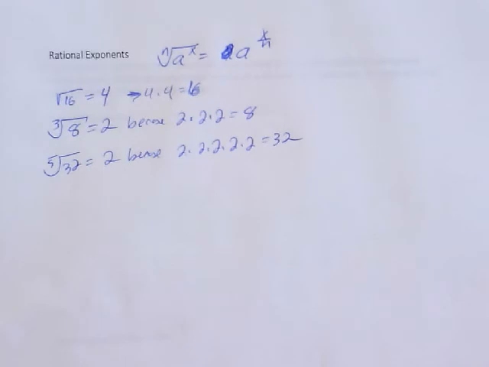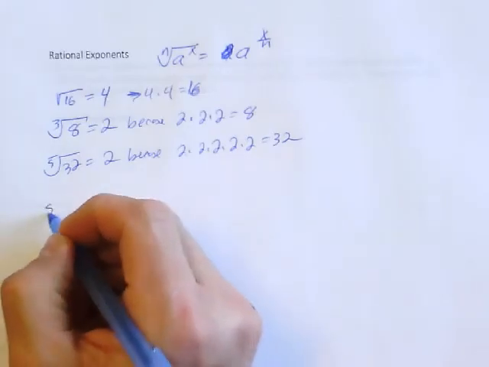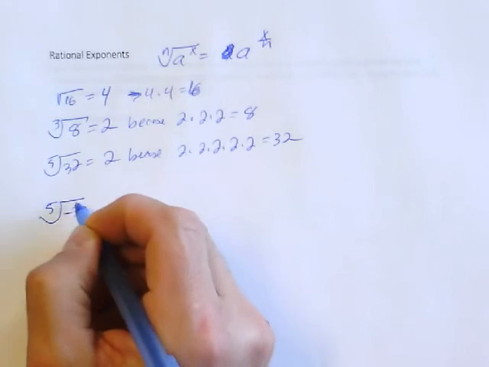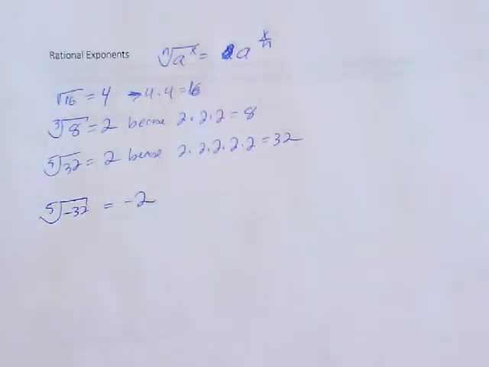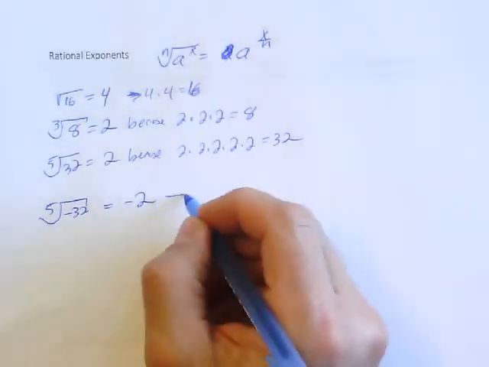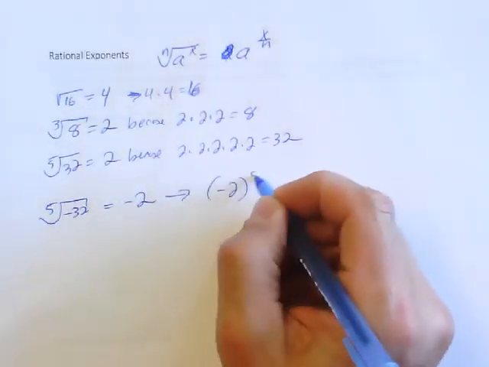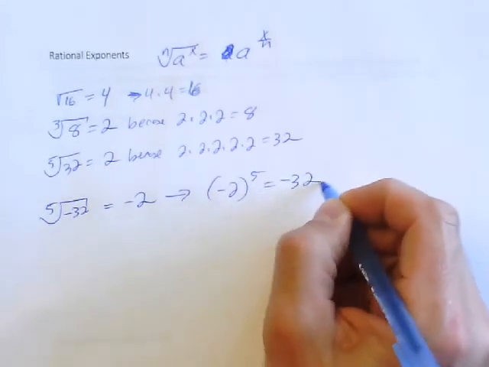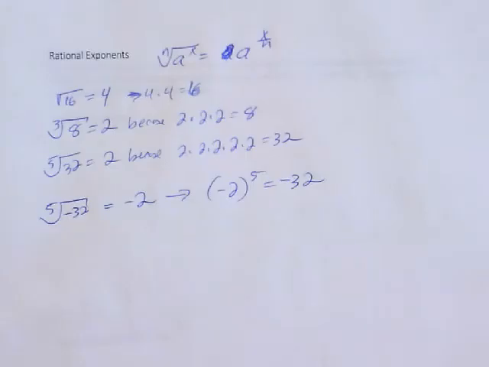All right, so to this end, if you wanted something like the fifth root of negative 32, this would be negative 2, because negative 2 to the fifth is negative 32. That's how these roots work. And whatever you would do for a square root would also apply to a cube root or a fourth root or anything along those lines.